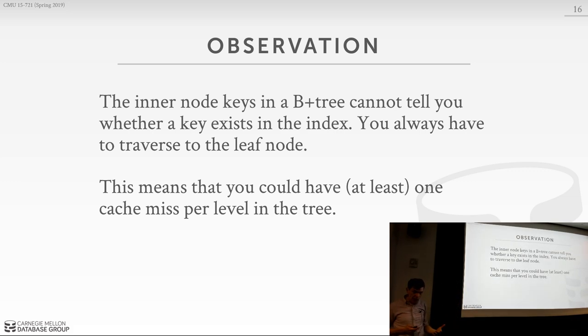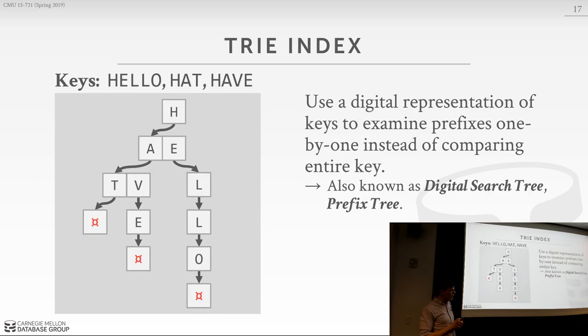So this is where tries come in. Tries are a different alternative to storing indexes, or storing data and keys in indexes. The naming for these things is quite confusing. So tries are sort of the accepted term for what I'm describing here.